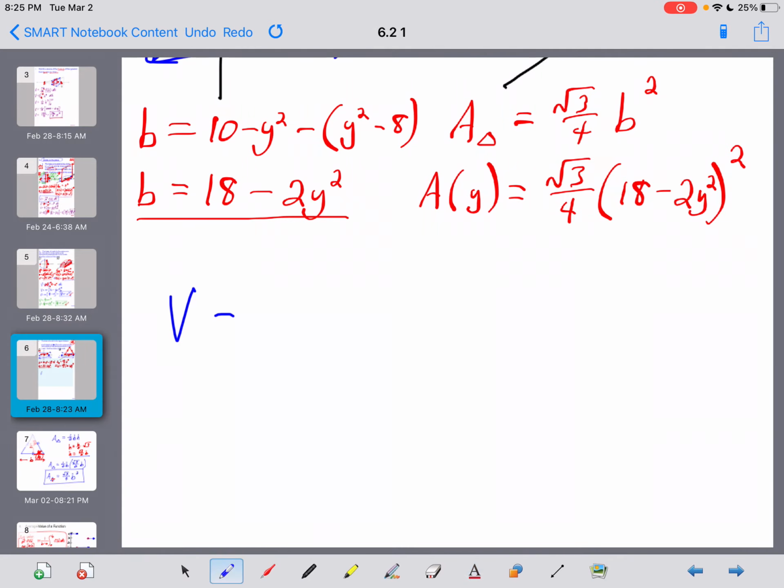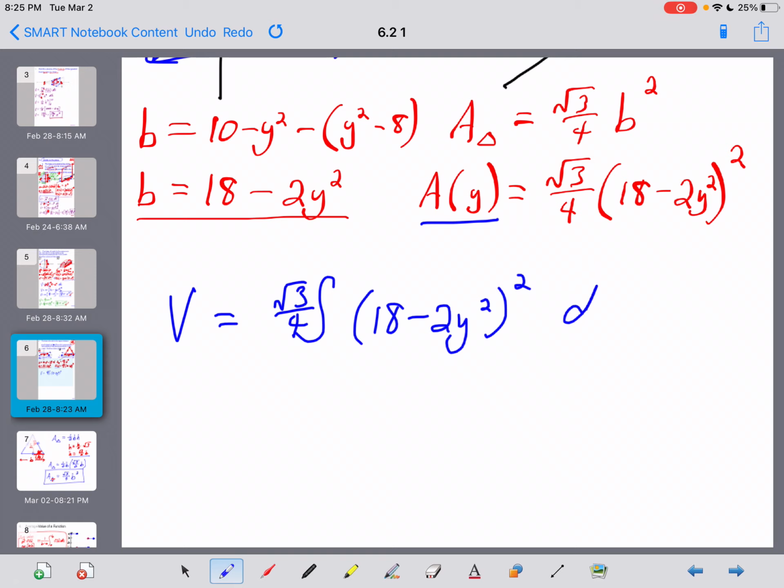So volume is equal to a definite integral now of your A of y formula. So I'm going to bring the root 3 over 4 out in front. The radicand is going to be 18 minus 2y squared squared. We're integrating all of that with respect to y. And the only thing we haven't talked about yet that we now need to figure out is what are your limits of integration, the lowest and highest values of y in this region.